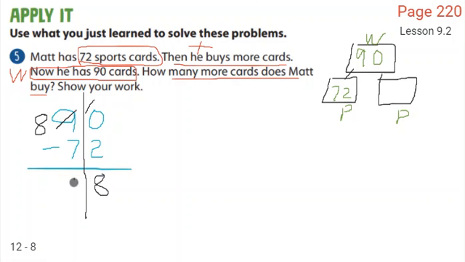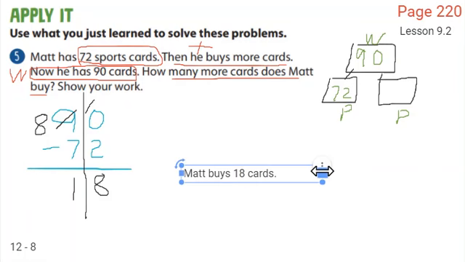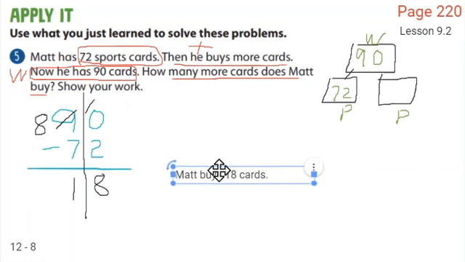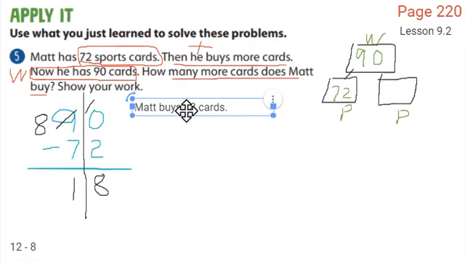8 minus 7 is 18. But we're still not finished, so we have to say Matt buys 18 cards. That's the answer right here. But wait, can we do it another way? Yes, let's do it another way.